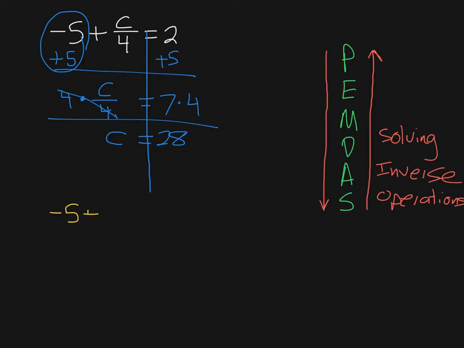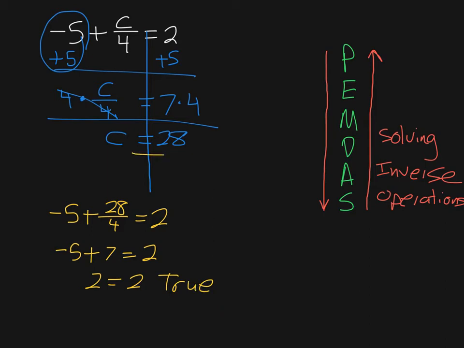Negative 5 plus 28 divided by 4 equals 2. Now, the order of operations tells us, now that we're evaluating, to do the division before we do the addition. 28 divided by 4 is 7. So I have negative 5 plus 7 equals 2. Negative 5 plus 7 is 2. So this is a true statement.